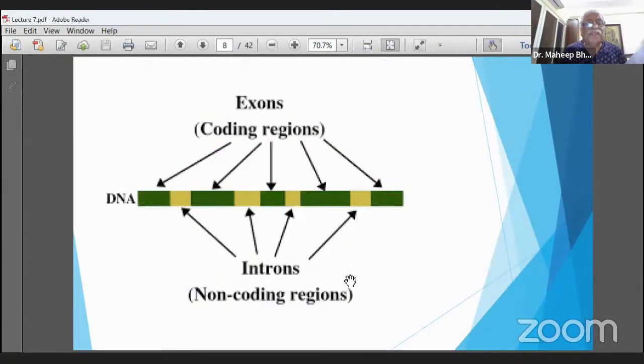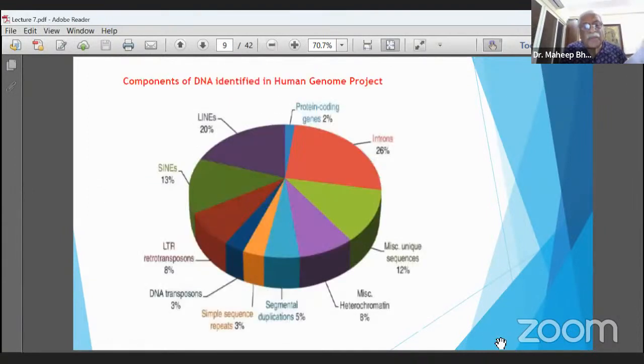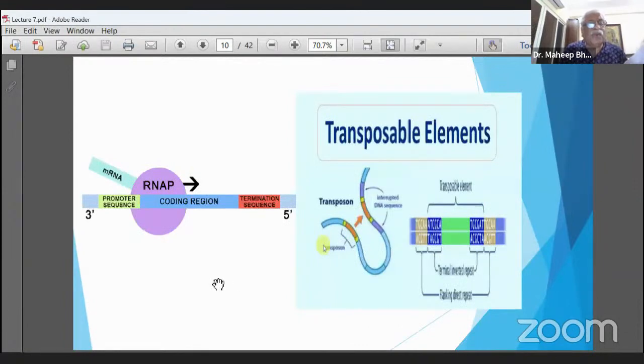It is said that these non-coding regions may be responsible for the development of two areas. One is known as RNAP and the other is transposable elements. I'm not going into details of RNAP, but I will explain transposable elements. If you have seen maize corn, sometimes you find that mostly the corns are yellow in color, but in some cases there are different colors, like black, brown, dark yellow, and even a bluish color appears.